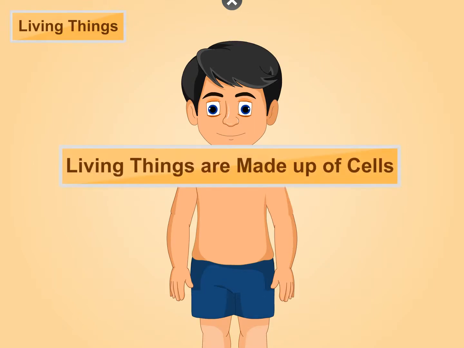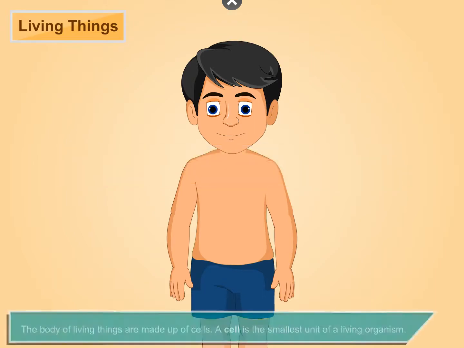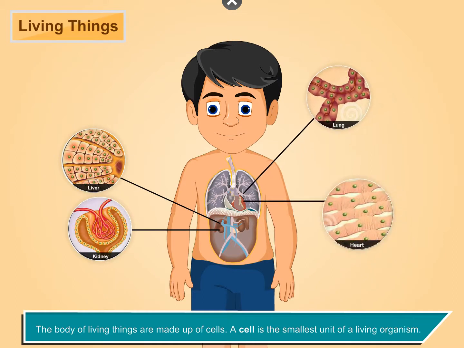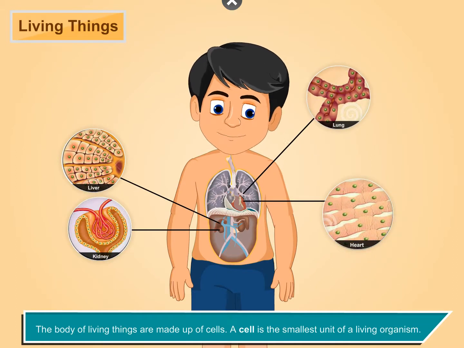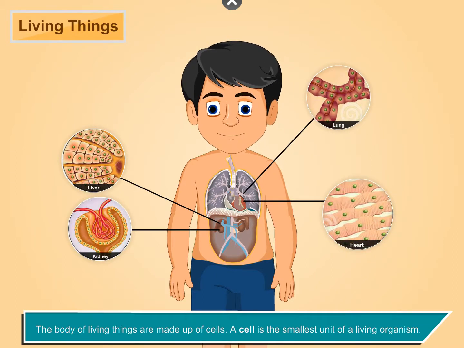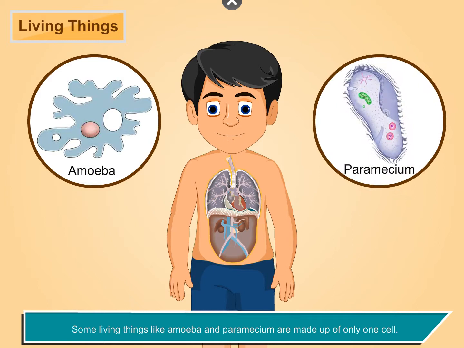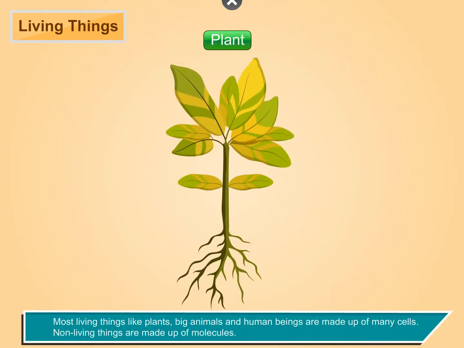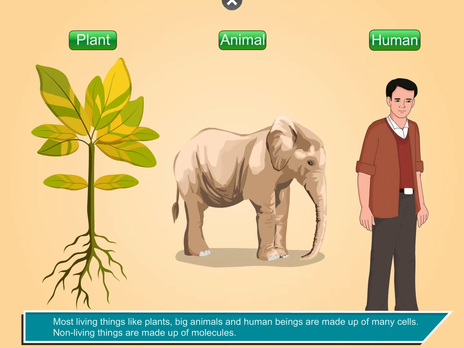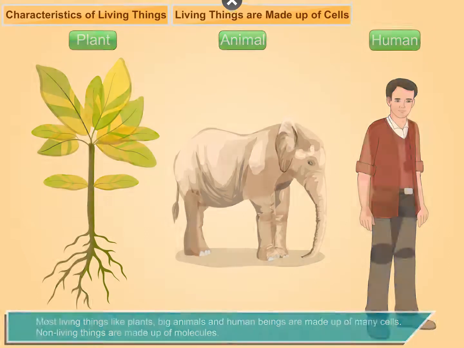Living things are made up of cells. The body of living things are made up of cells. A cell is the smallest unit of a living organism. Some living things like amoeba and paramecium are made up of only one cell. Most living things like plants, big animals and human beings are made up of many cells. Non-living things are made up of molecules.